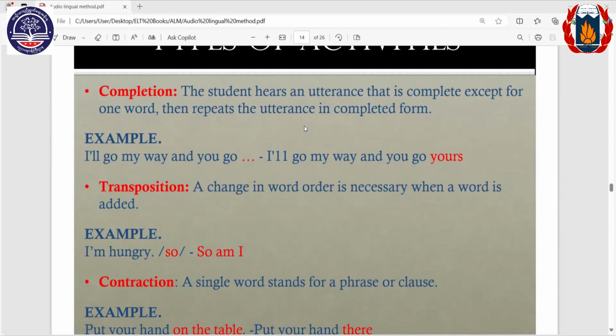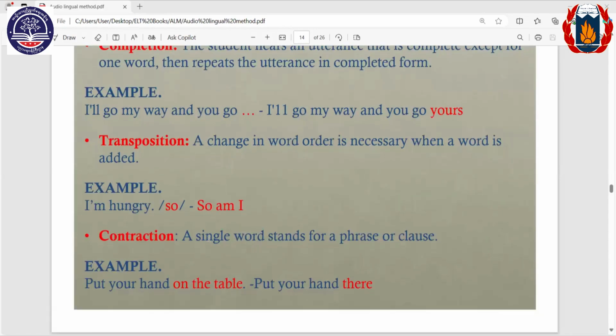And the next one is transposition. A change in word order is necessary when a word is added. For example, I'm hungry. So by using so am I. For example, I went to the market yesterday. So did I. Right? I will go to the shopping mall tomorrow. So will I. Something like that. Transposition.